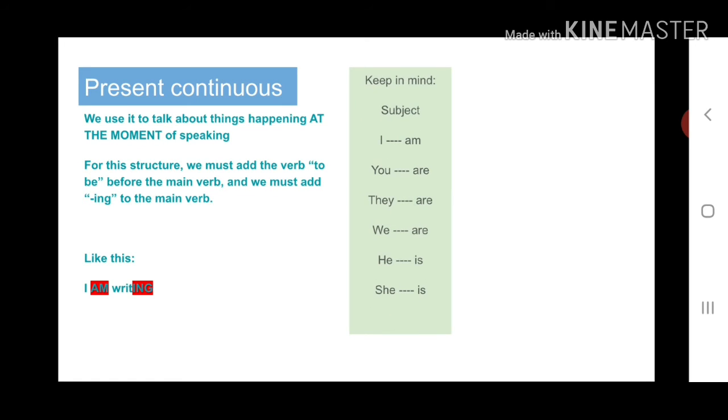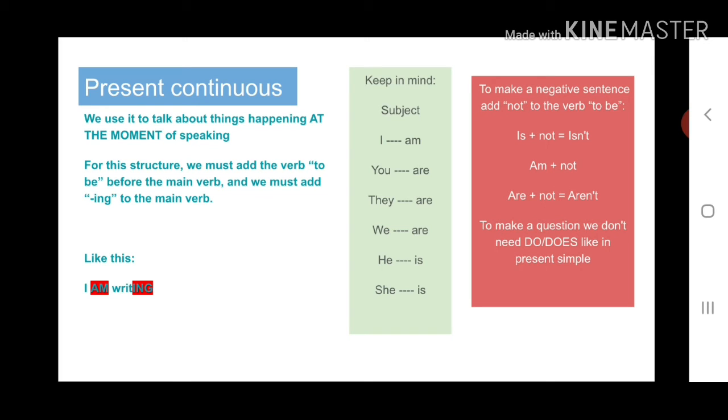Here I have listed down all the subjects and the corresponding verb to be. So if you are not very sure or if you forgot, you can take a look. I am, you are, they are, we are, he is, and she is. All right?